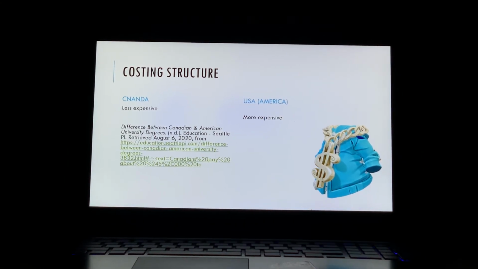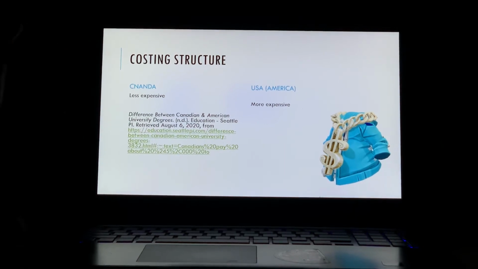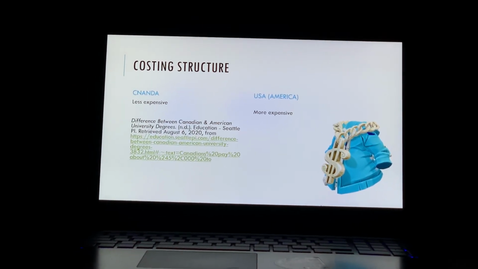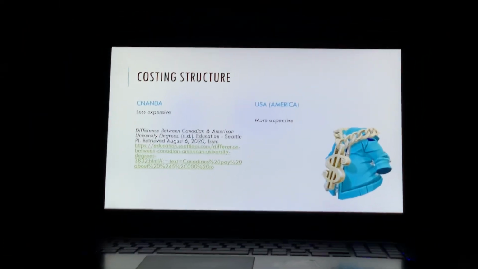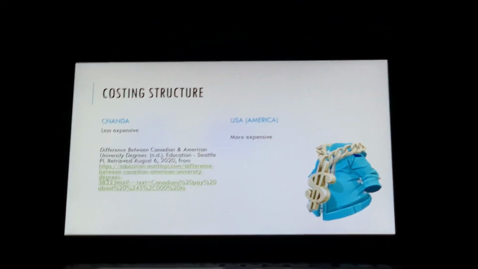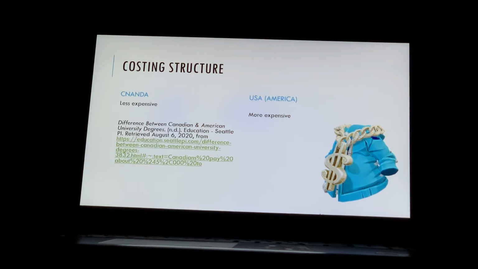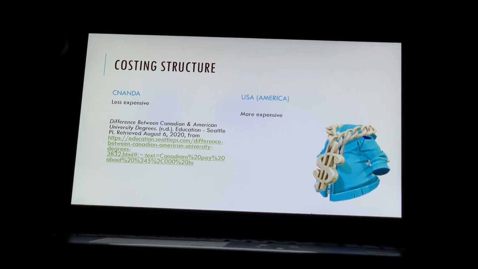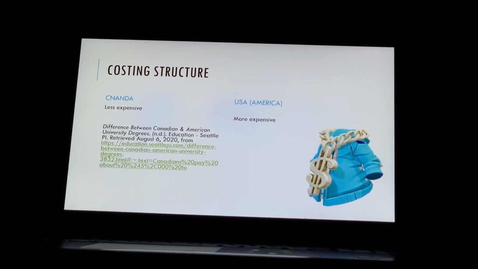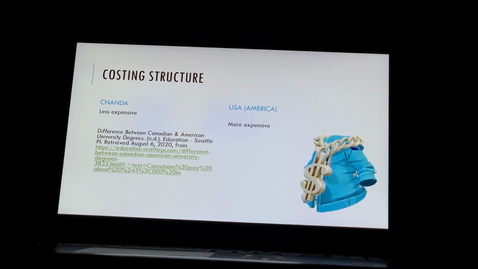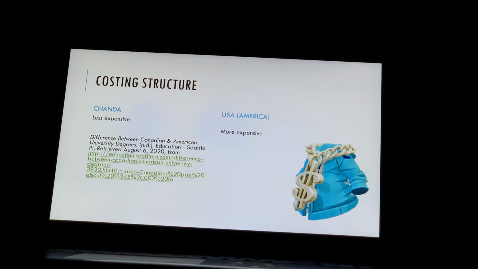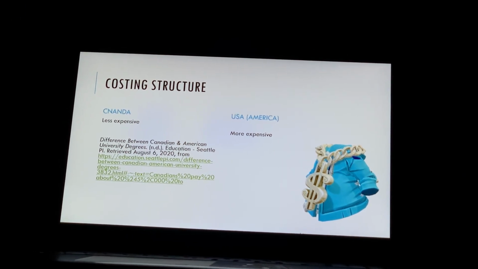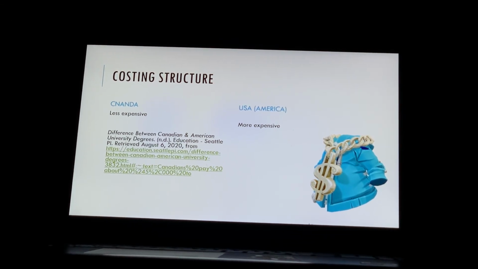Further, the costing structure, less expensive, more expensive. Canada is less expensive. For example, on average, an individual student is going to pay $5,000 maximum per semester at any college or university in Canada, compared to the United States, where an individual student will pay more than $10,000 USD. So this is how it differs, and there are many things that we need to look at further.